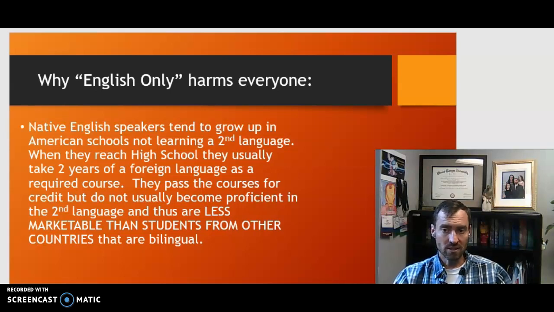English only doesn't make sense to me. Here's the typical model. You tell kids they can only speak English. Then in high school, you tell them they have to learn 2 years of a foreign language. They don't really learn it much at all. Maybe they learn a little bit, and then they go off to college and say, oh yeah, I took 2 years of Spanish, but I don't know anything. It doesn't make sense.